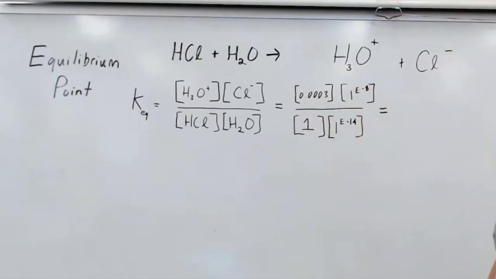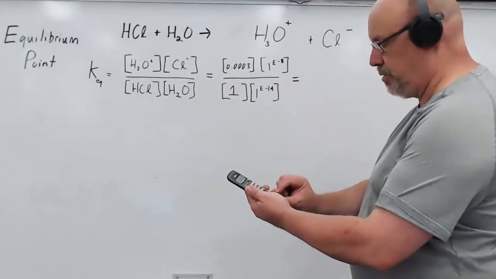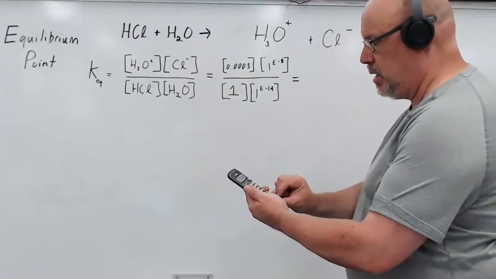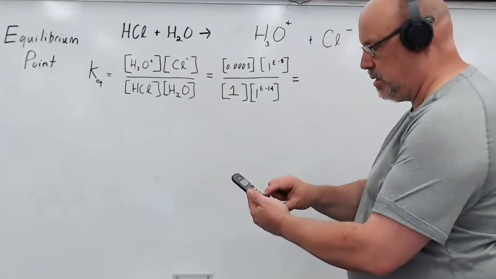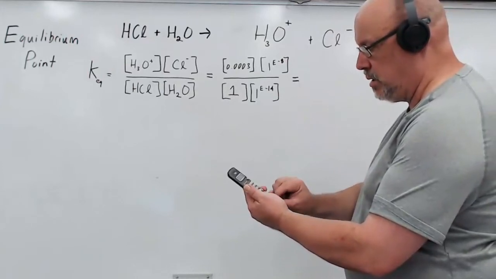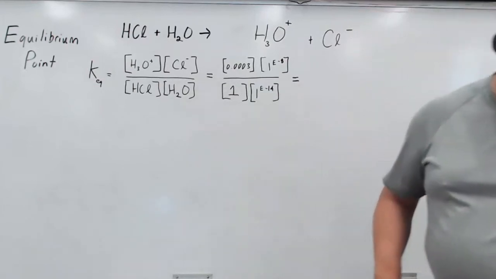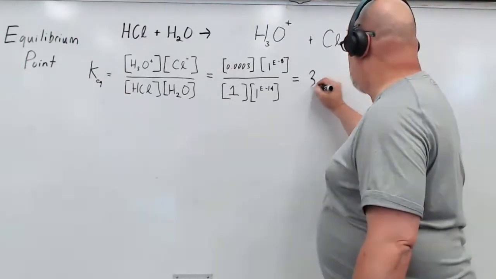So let's go ahead and do that right now. 0.0003 times 1e negative 8 divided by 1 times 1e negative 14th. And when we do this, we're going to get a positive number. In this case, the positive number, amazingly enough, is 300.